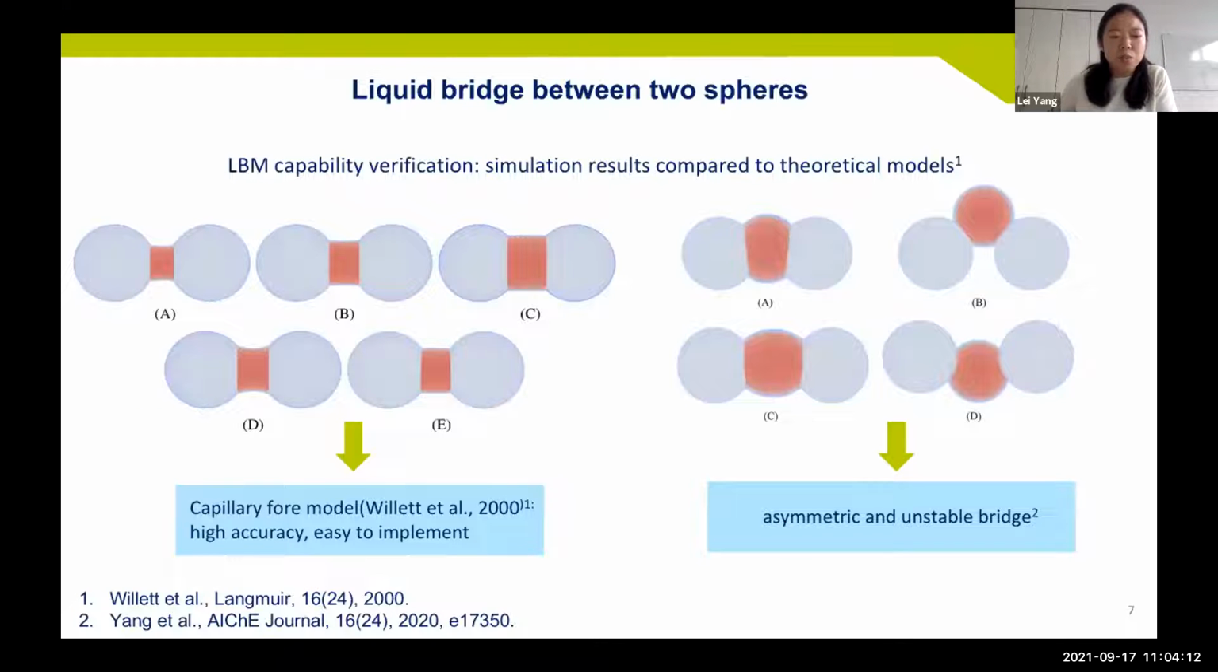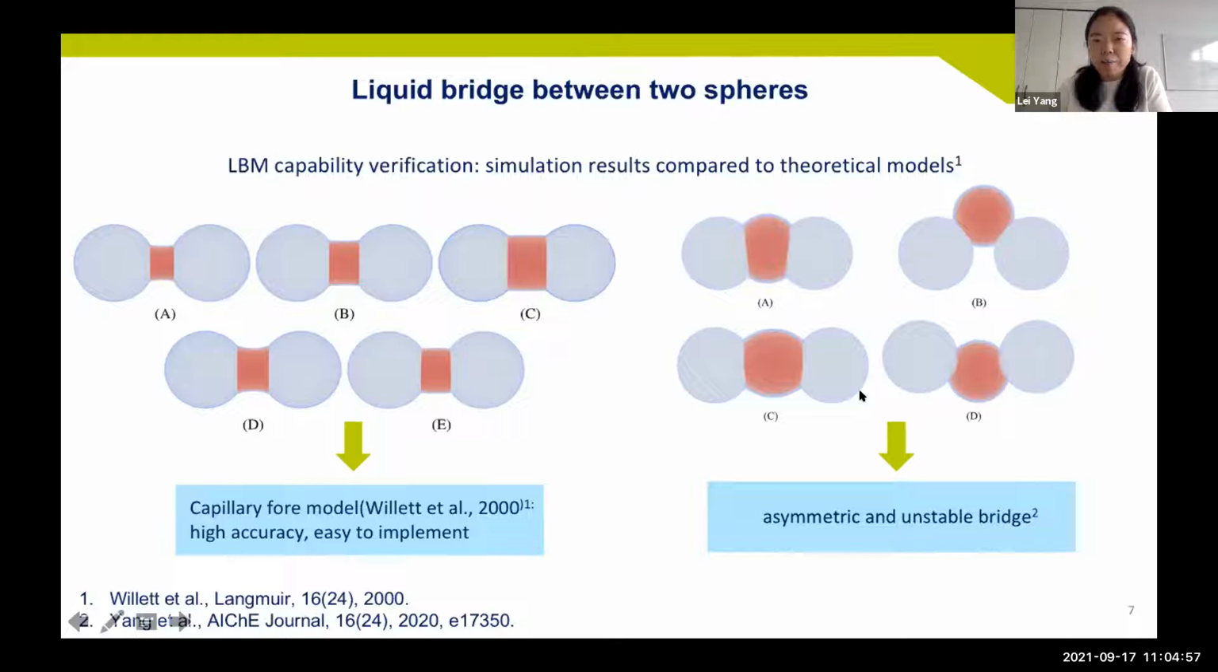So we start to simulate a capillary bridge between two static particles. The particles are fixed, and using the lattice Boltzmann method with a multi-Shan-Chen model, there are no external forces exerted on the particles, only fluid-particle interaction is considered. Then we measure the force and compare our simulation results with different theoretical models. We found the model from Willett has high accuracy in comparison with the simulation results. Besides, it is also easy to implement into the discrete element method.